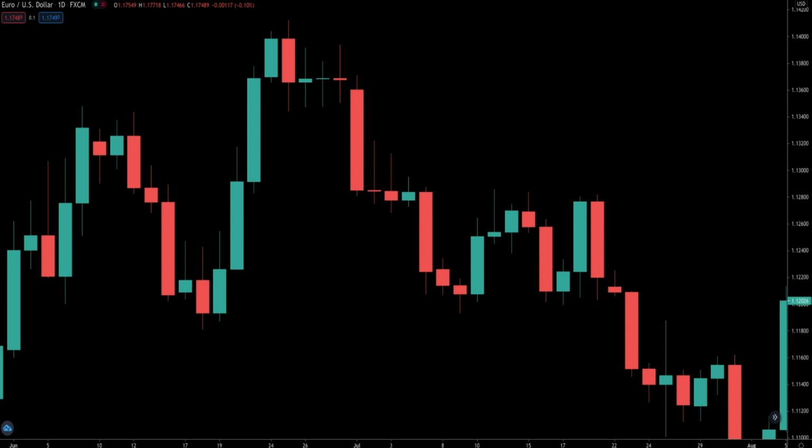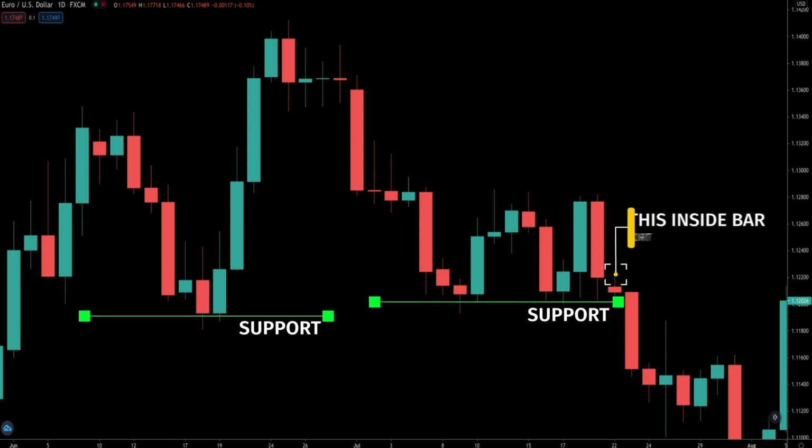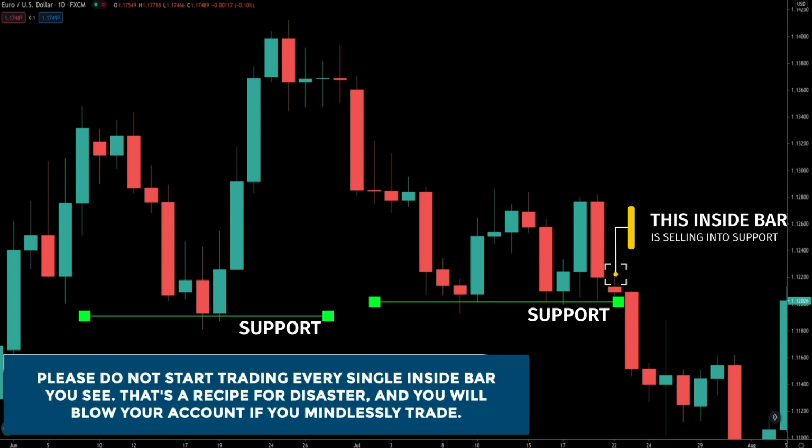Now, a word of caution, please look at the existing market structure before you trade the inside bar. You don't want to be trading an inside bar that is at support or resistance. You have to check if there's any nearby market structure that may act as a barrier or obstacle. Please do not start trading every single inside bar you see. That's a recipe for disaster and you will blow your account if you mindlessly trade like this. You have to consider the market structure.